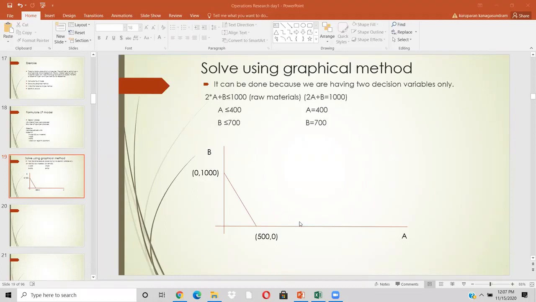Yes, the left hand side will be satisfied. If you put 501, this will be 1002, and 1002 is not less than 1000. So the left hand side will be satisfied, and this triangle will be the feasible region. Additionally, we have to draw the line for a equal to 400. How to draw that? Whether it will be a vertical line or horizontal line.